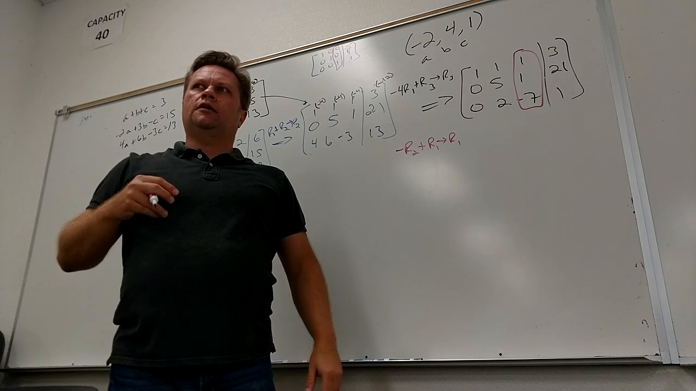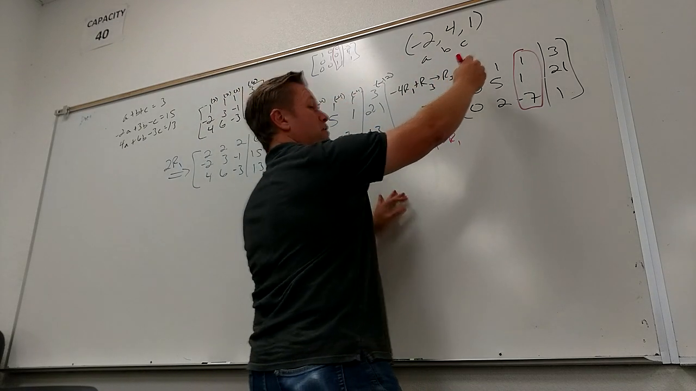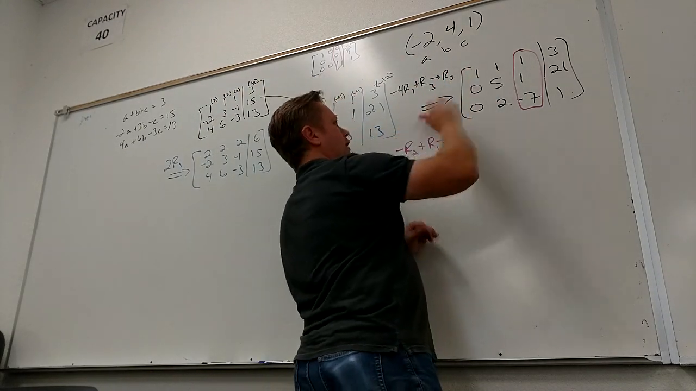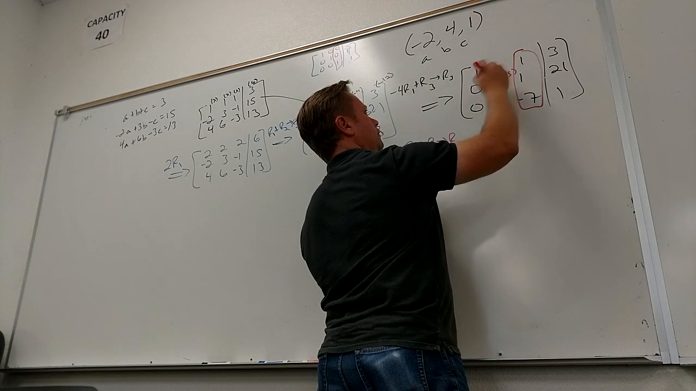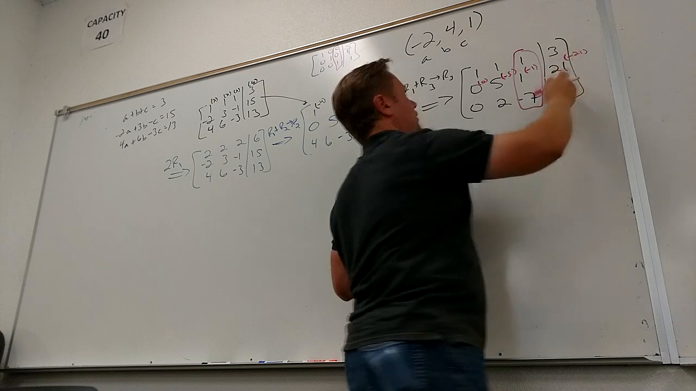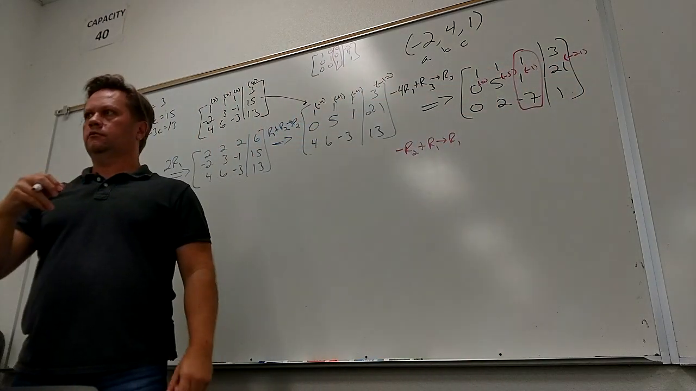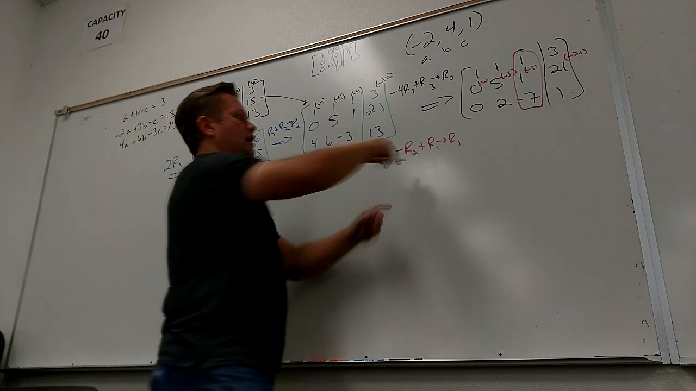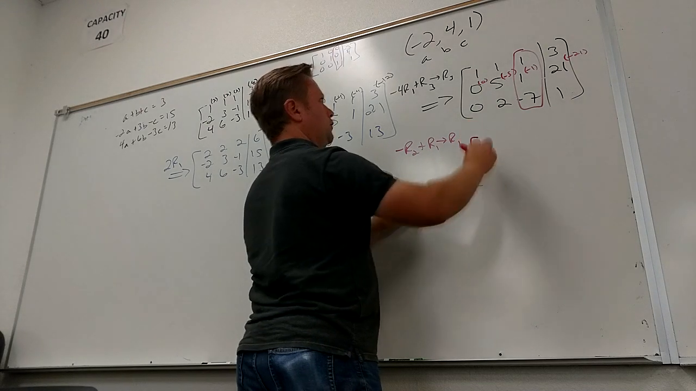Okay. Here we go. So, if I negate row 2, that would be negative 5, 0, negative 1, negative 21. So that's negative row 2. And now you just add those two rows together. What do you get when you do that?